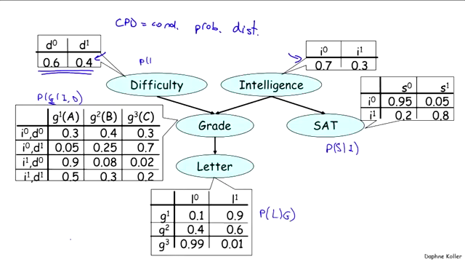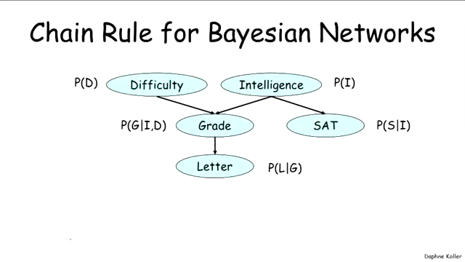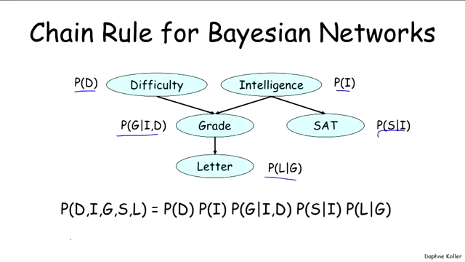So just to write this out completely, we have P of D, P of I, P of G given I, D, P of L given G, and P of S given I. And that now is a fully parameterized Bayesian network. And what we'll show next is how this Bayesian network produces a joint probability distribution over these 5 variables. So here are my CPDs, and what we're going to define now is the chain rule for Bayesian networks. And that chain rule basically takes all these little CPDs and multiplies them together, like that.